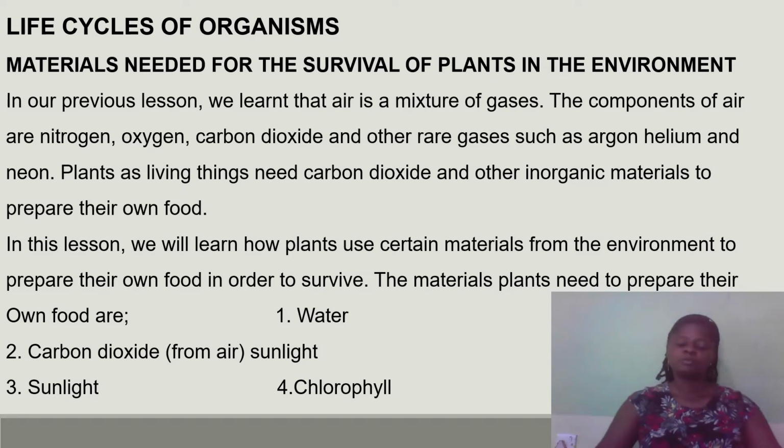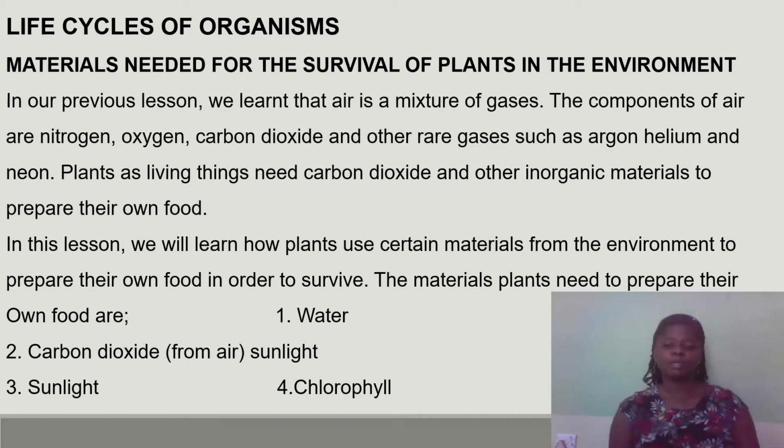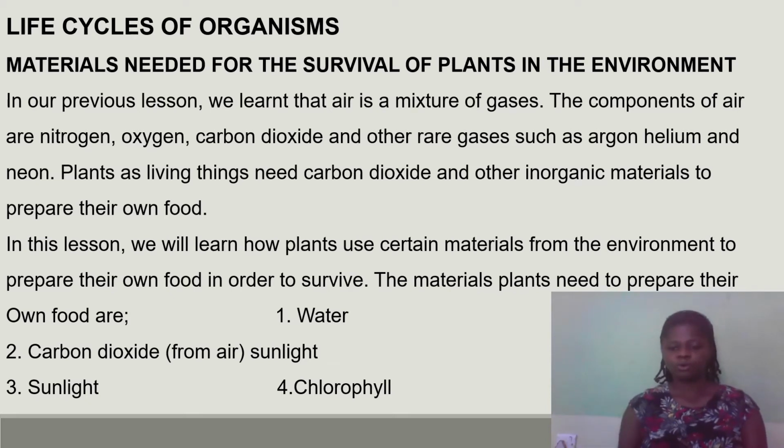So today I'm going to be looking at the life cycle of organisms. The organisms that I'm going to be looking at today are a maize plant and then an okra plant. Those are the two organisms that we'll be looking at today.